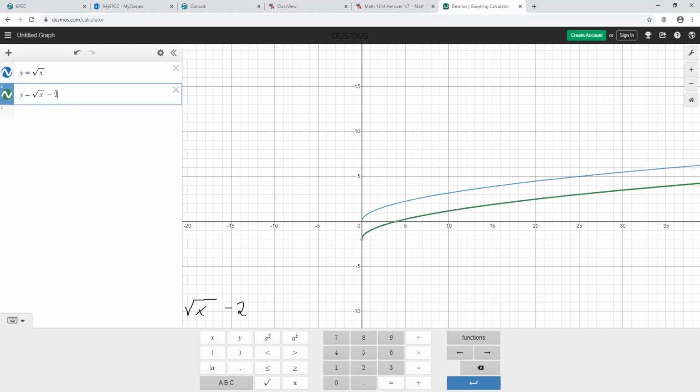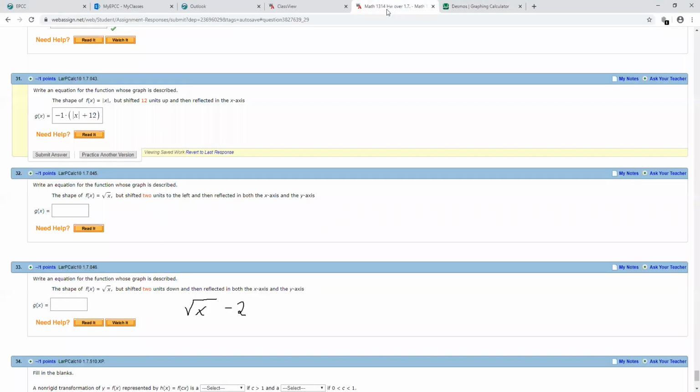-2 outside. And that did move it 2 units down, huh? Okay, yes. Now what, Megan, did they ask us to do? Then this one, then what? What number went? Oh, 33. And then reflected in both the x-axis and the y-axis.